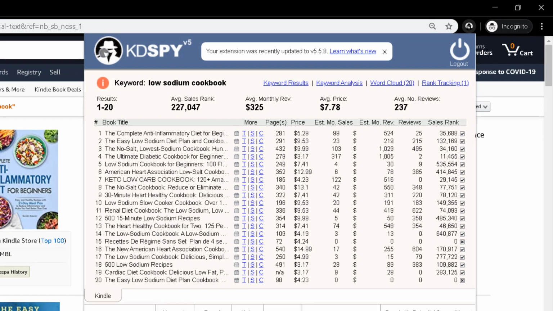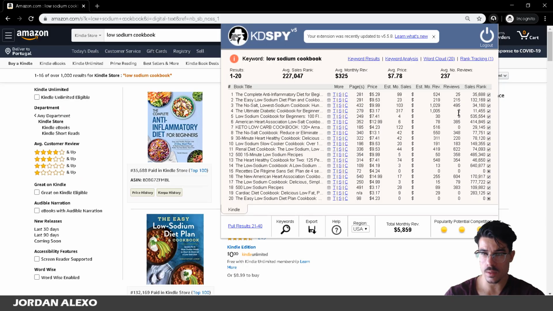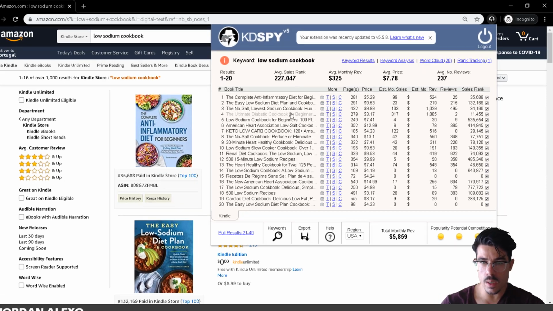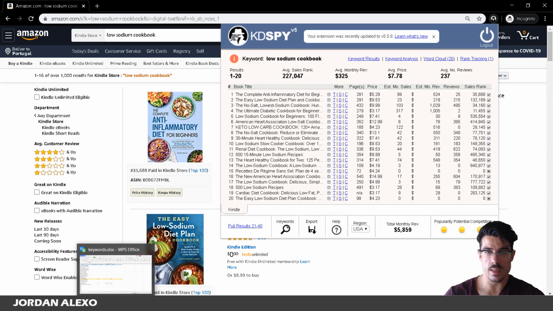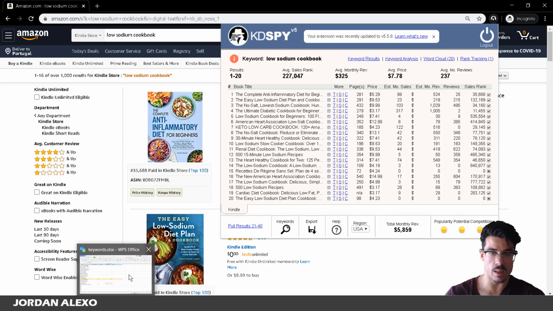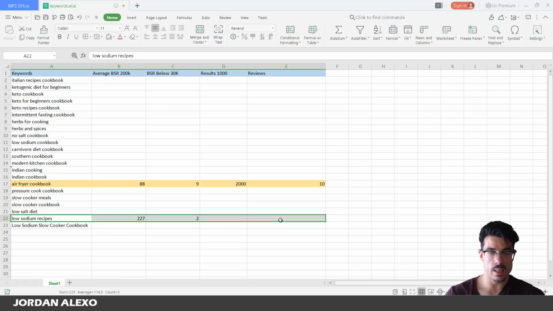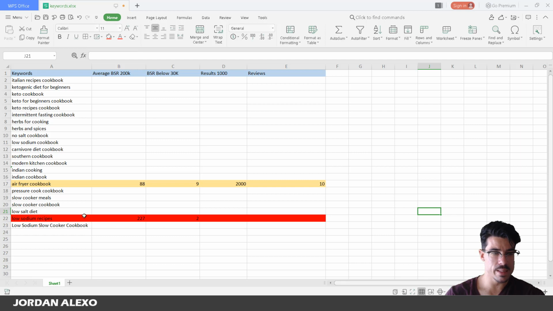It doesn't exactly seem like a very profitable keyword over here. I probably wouldn't go for this keyword. It doesn't seem that profitable, because even the books that are performing well aren't exactly about low sodium. Yeah, I wouldn't check the rest. It doesn't seem that profitable, this keyword. And if I published my book, it probably wouldn't do that well. It doesn't seem that people are exactly going for this. So I'm just going to put red over here for this, so I later on don't waste time with this. And the same thing over here for low salt diet.